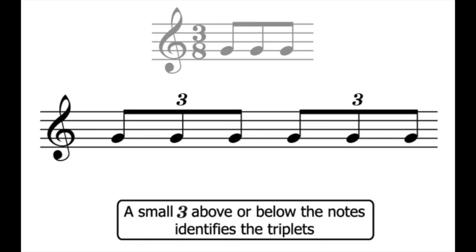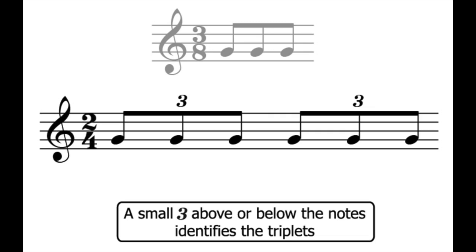Now, this measure, however, shows 2 full sets of triplets. You can tell because the number 3 is above the groupings. In fact, it's a full measure of triplets in 2/4 time. The 3 must appear above the notes to show that they are triplets.